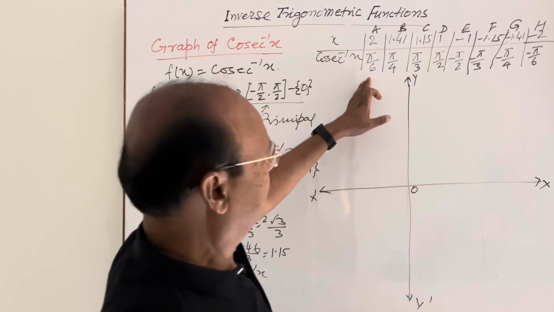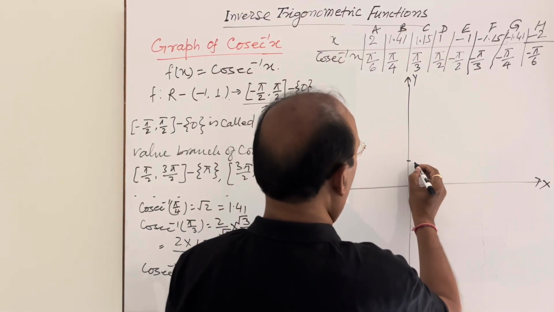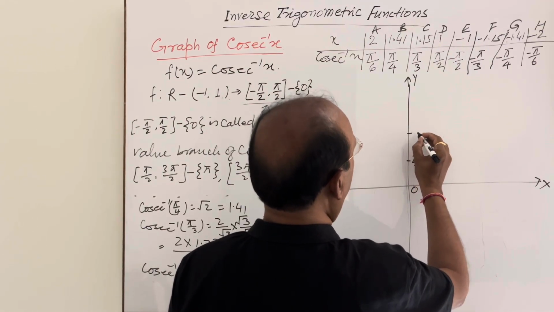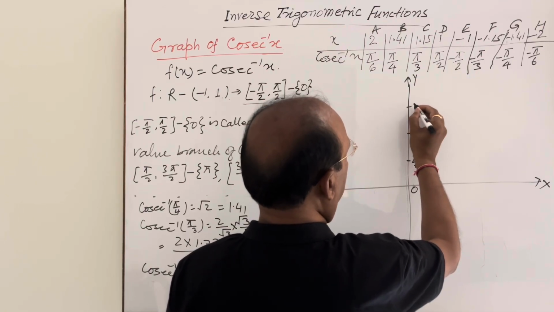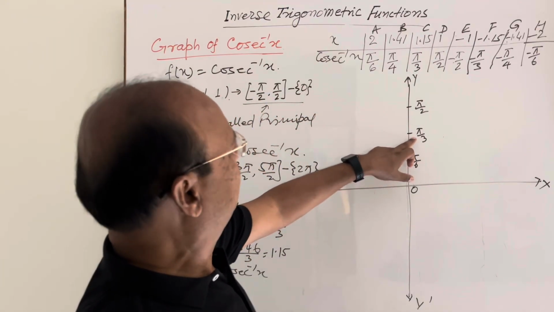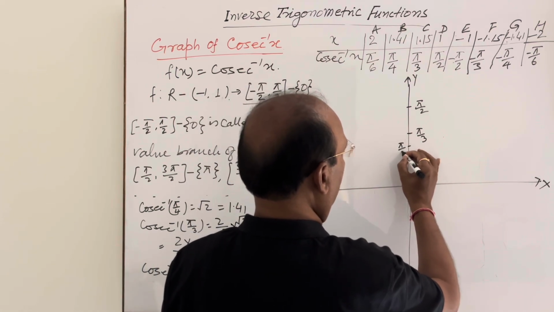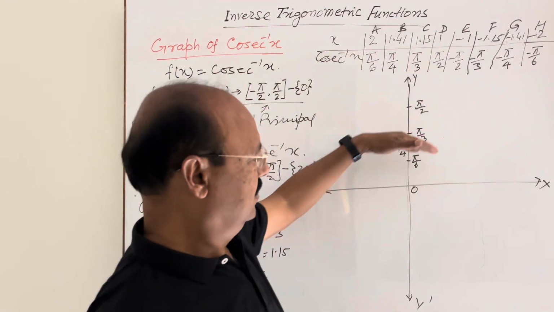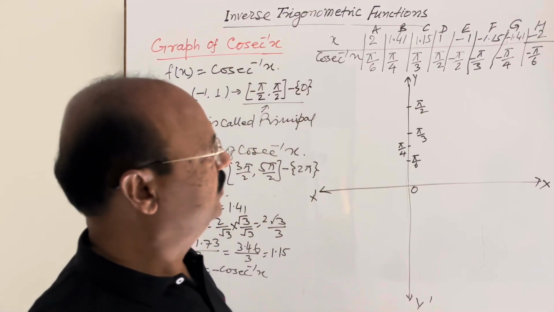Now let us take angles along the y-axis. Suppose here the angle is pi by 6, here the angle is pi by 3, and here the angle is pi by 2. In between pi by 6 and pi by 3, there will be pi by 4 here. Clear? Similarly, the negative angles will come below the origin, for negative values of y coordinates.